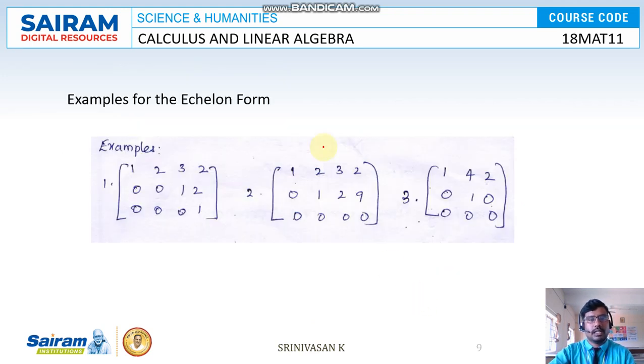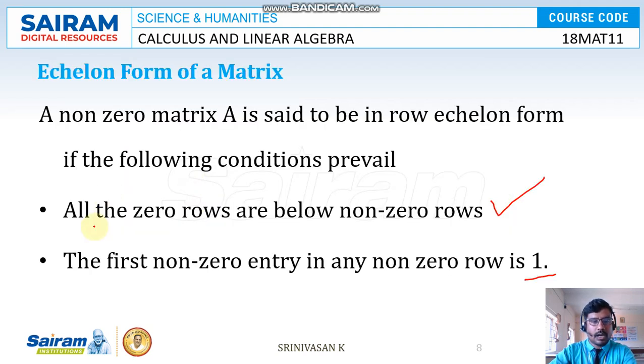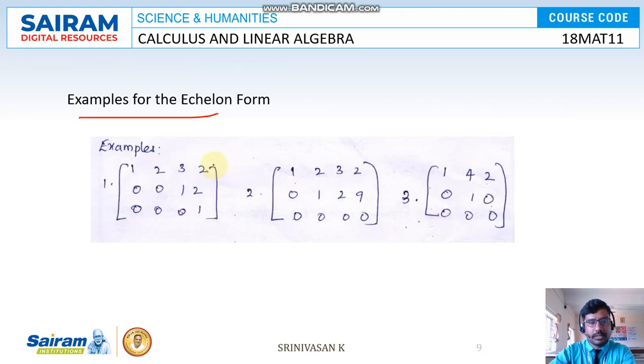Let's check some examples of echelon form. This is the first condition: all the zero rows are below the non-zero rows. That means the first row is a non-zero row. Yes, it is. Come to example 2. Here also the first row is a non-zero row. Come to another example. Here also the first row is a non-zero row.